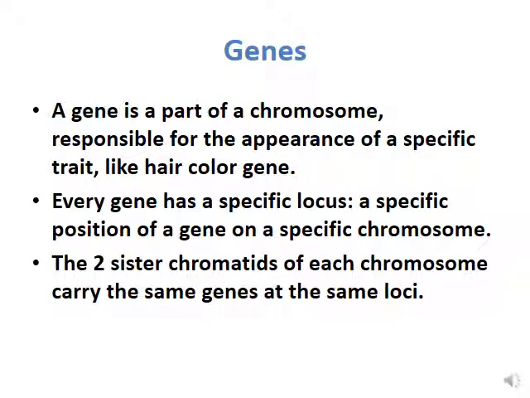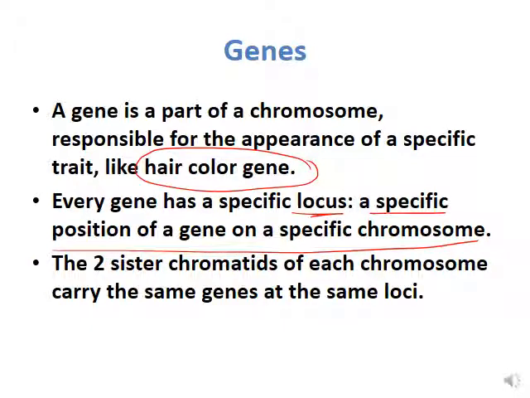So genes, what are the genes? Genes are part of the chromosome. They are a portion or a segment of the chromosome responsible for the appearance of specific traits like the hair color gene, the skin color gene, the eye color gene, and so on. Every gene has a specific locus, meaning that it has a specific position on the chromosome. These two sister chromatids carry the same genes at the same loci. So for example, if you have this chromosome, we have them on the same position. It's called the same loci, the plural of locus.